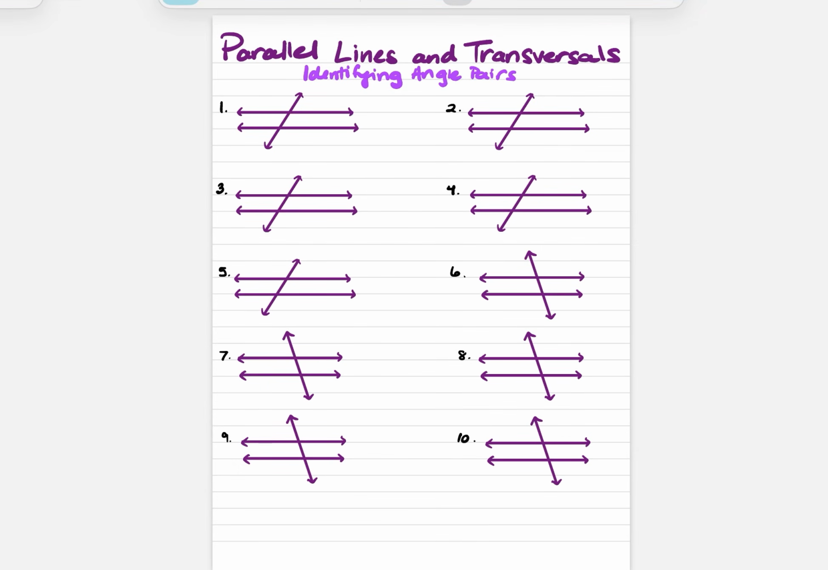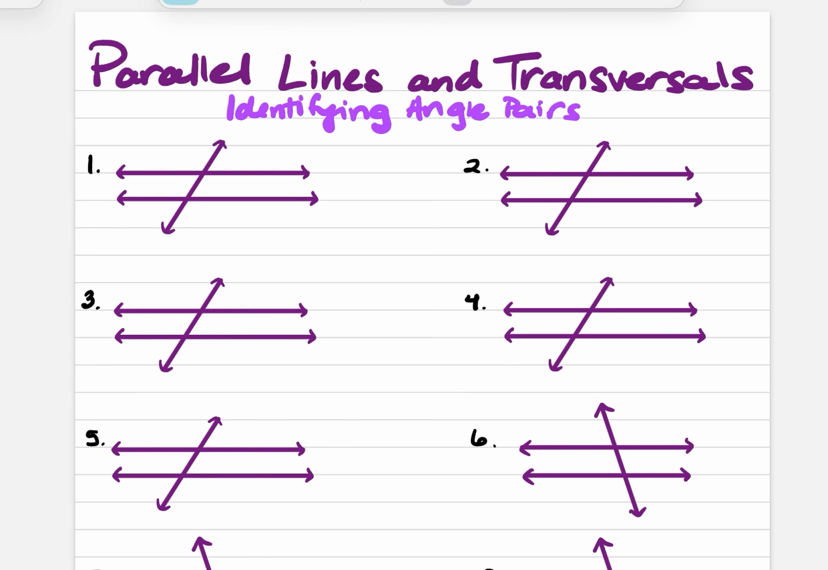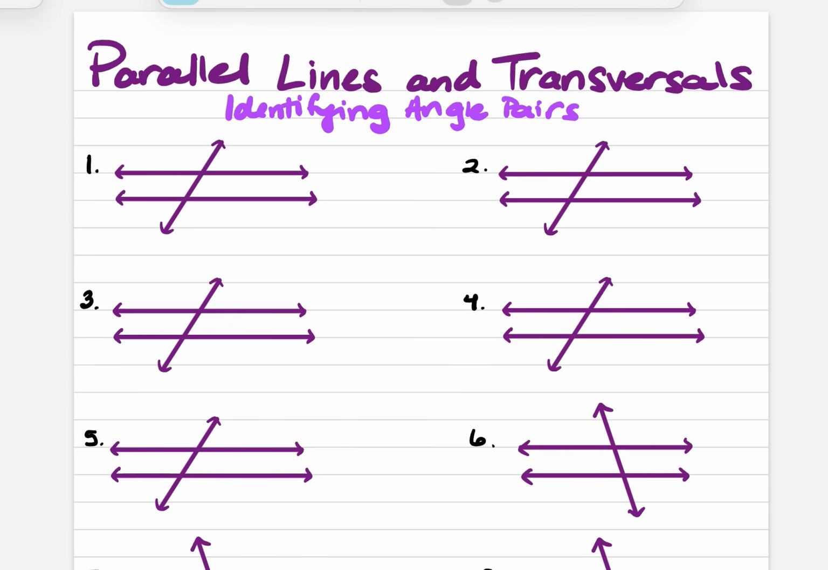Hi everyone, in this video we're going to talk about parallel lines and transversals and the angle pairs. So in numbers 1 through 10 we have parallel lines. You can assume that they're parallel. Sometimes parallel lines will have extra arrows on them to indicate that they are parallel.